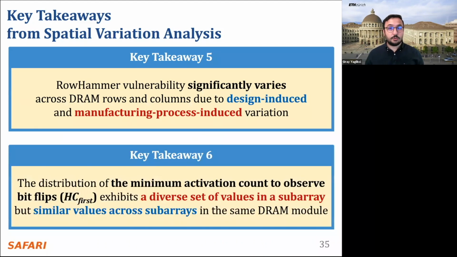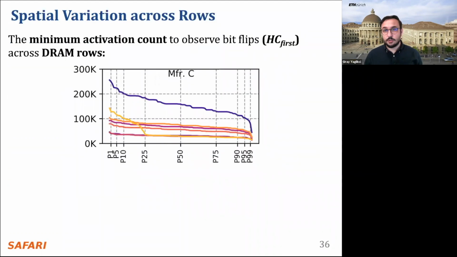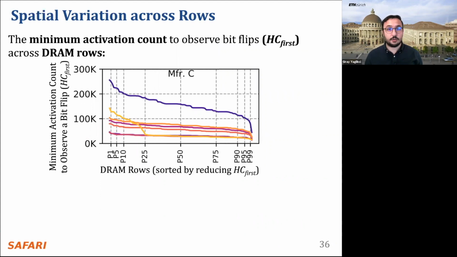Second, the distribution of HC first exhibits a diverse set of values within a subarray, but similar values across subarrays within a DRAM module. To do this analysis, we first investigate how HC first, the minimum activation count to observe bit flips, varies across different DRAM rows, sorted by reducing HC first values on the x-axis.